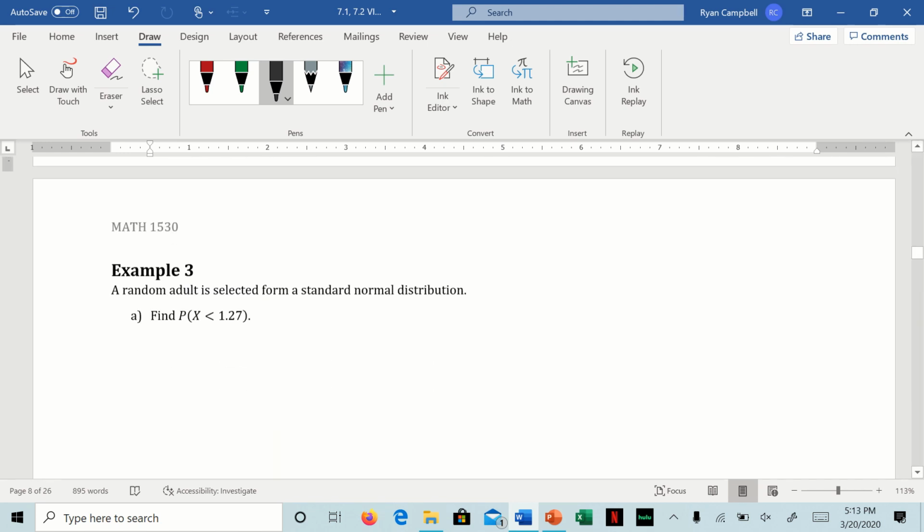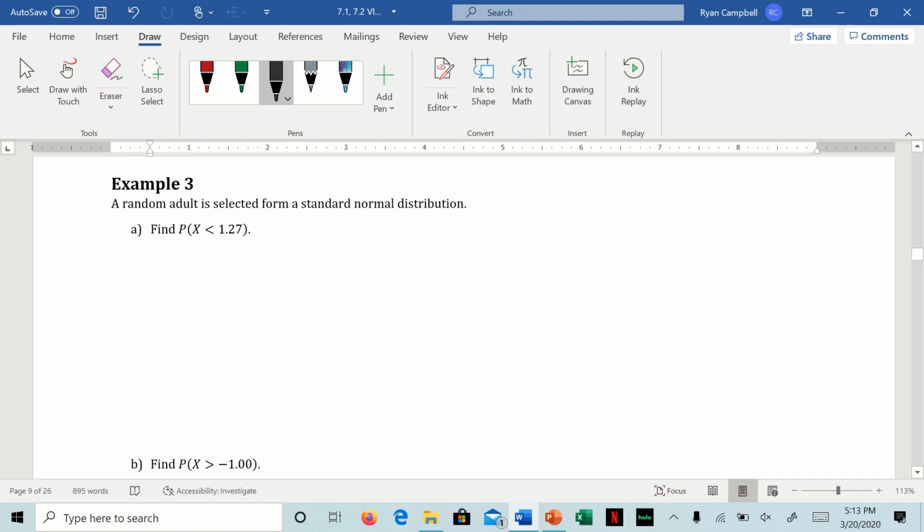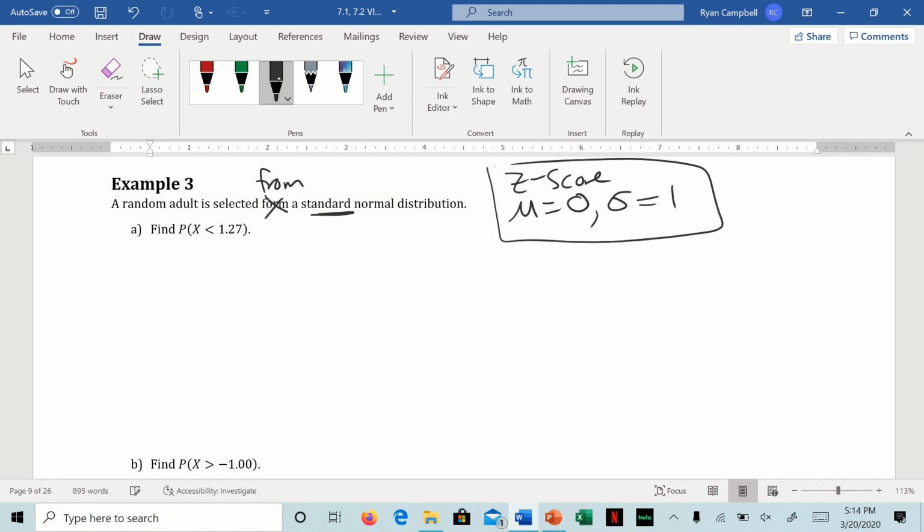All right, so let's look at some examples. Example 3. A random variable is selected from a standard normal distribution. So standard normal, what does that tell us? That means we're talking about z-score, which means that the mean is 0 and the standard deviation is 1. You need to know that. All of that's important. Good. So find the probability that x is less than 1.27. Remember, x is a random variable. So what's the probability that a random person is less than 1.27?